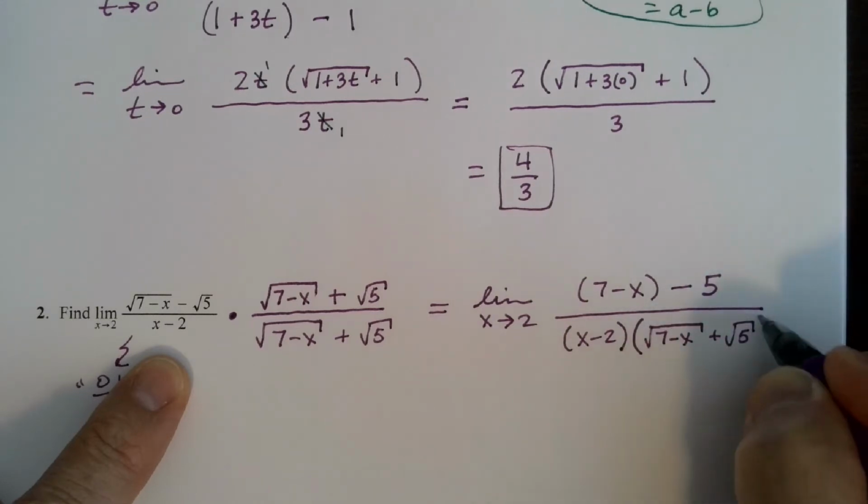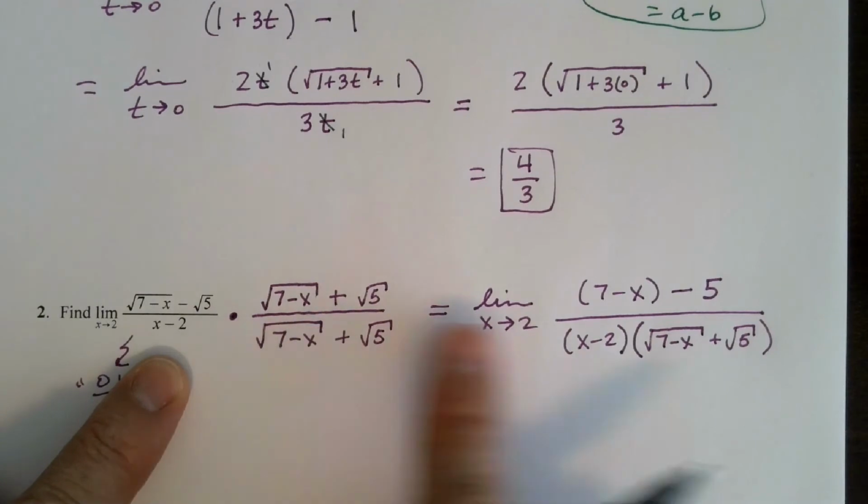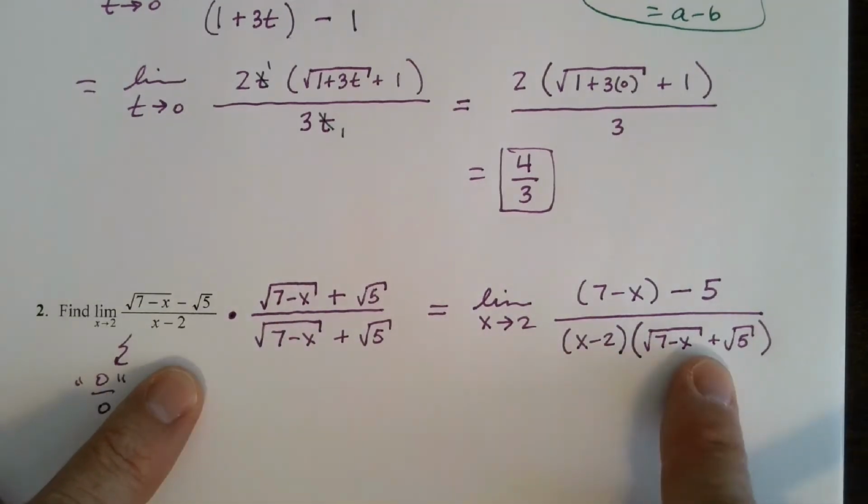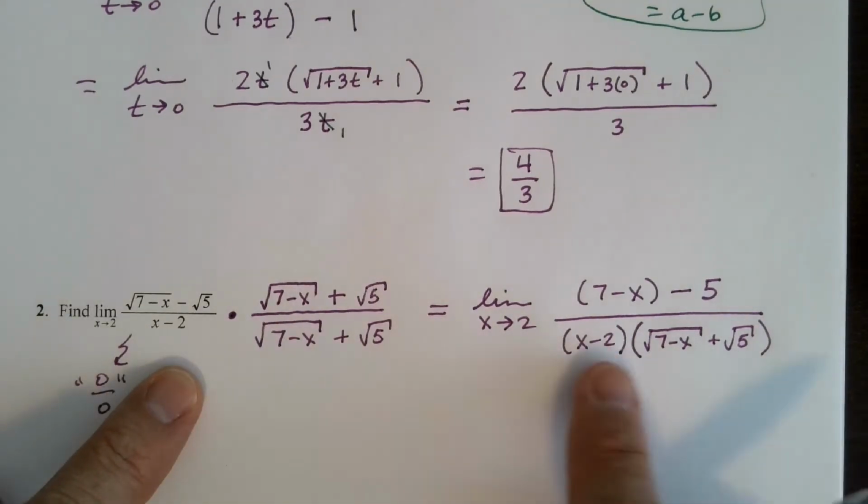Now, it is tempting. We foiled across the top, right? We foiled across the top. It is tempting to foil down here. But remember, we don't want to foil down here. We want to leave this factored.